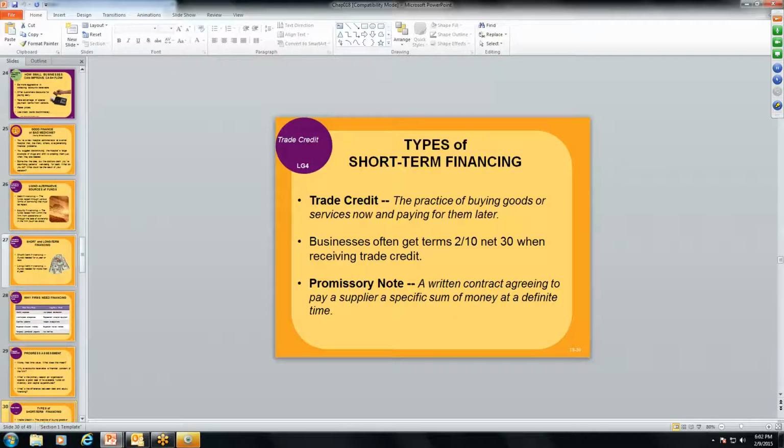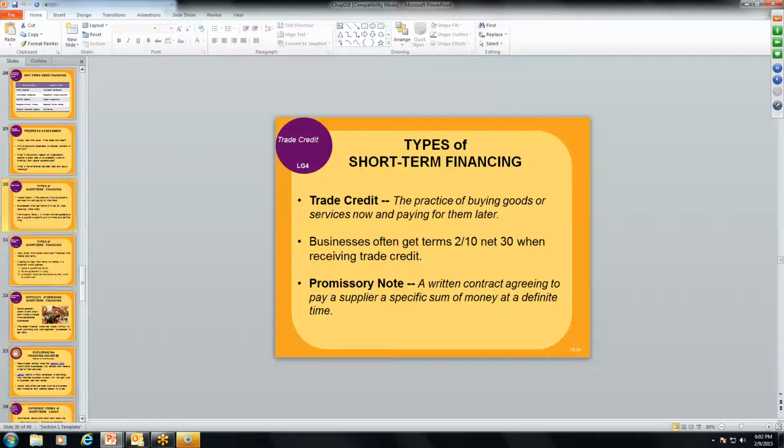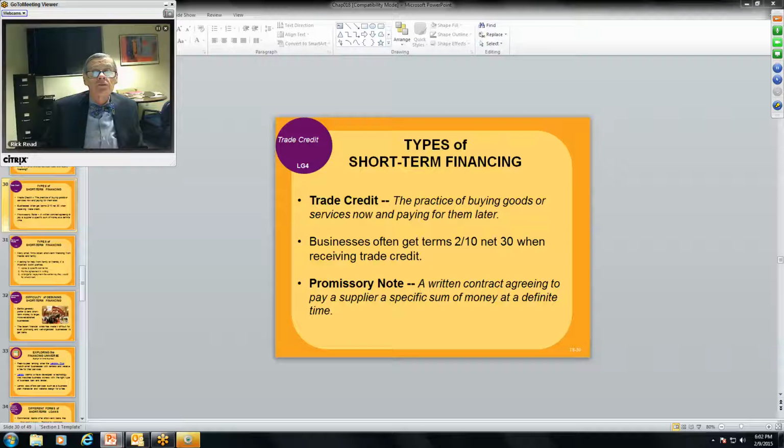Now, this particular slide gives us some different types of short-term financing. Trade credit. That's just borrowing, saying we're going to pay you later, or getting merchandise and saying we're going to pay you later. Buying on the cuff might be some term that you might be familiar with. I haven't used that in a long period of time, but it's something that was done for many, many years.